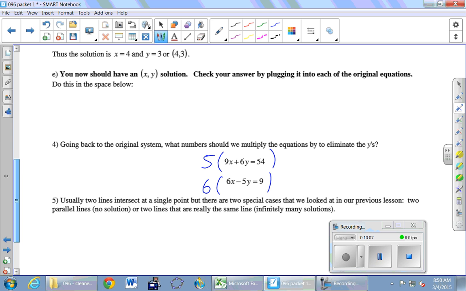Everybody see it? The process will look a little bit different. Not surprisingly, you'll get exactly the same answer for x and y at the end. So it makes no difference whether you eliminate the x's or the y's. You can do either one. You'll get to the same place at the very end.